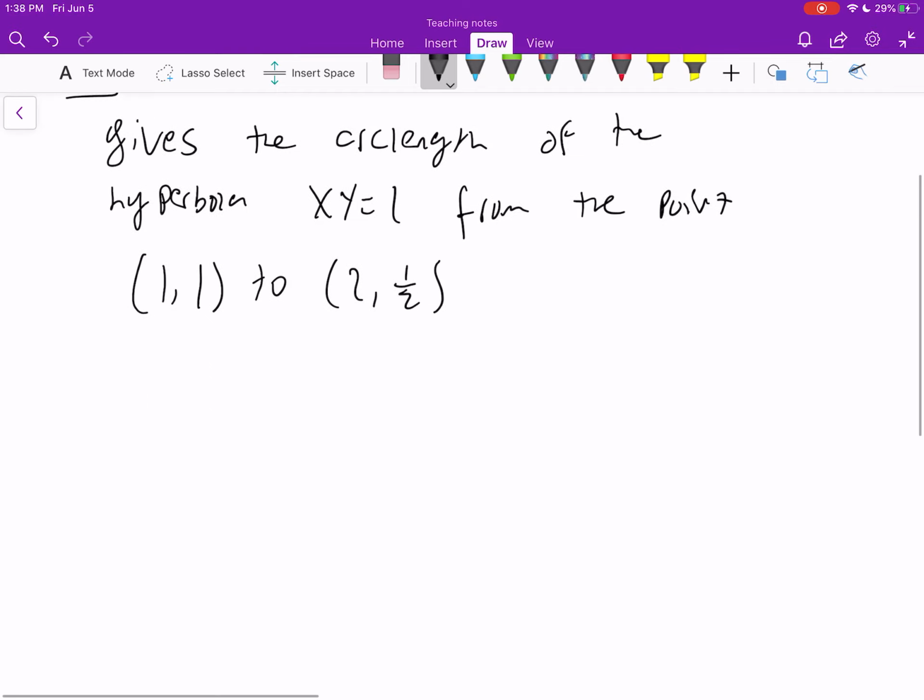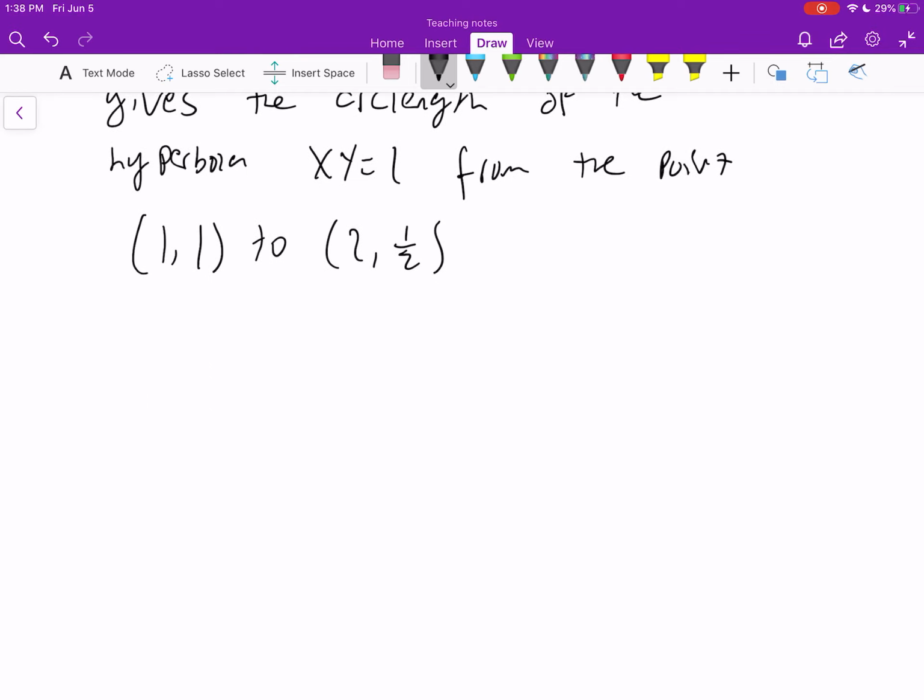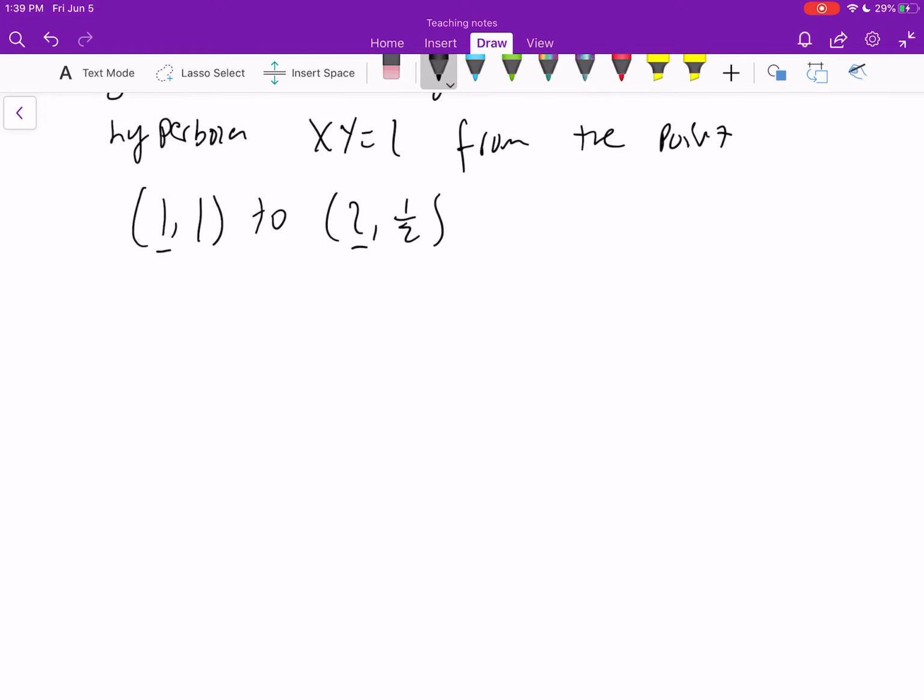And for this problem, you can use whatever variable you want. You can use x if you want. You can use y if you want. If you look at the different x values in here, though, we go from 1 to 2 in x and 1 to 1/2 in y. So I think it's going to be easier to use x as our integration variable. So we're going to solve for y in this case. We're going to get y is equal to 1 over x. Because we need the derivative, I'm going to go ahead and calculate it. We're going to get minus 1 over x squared.